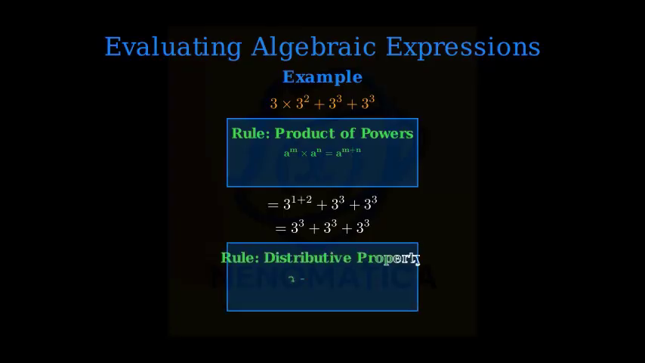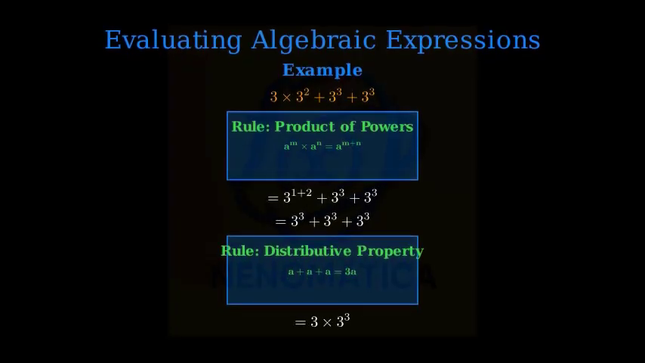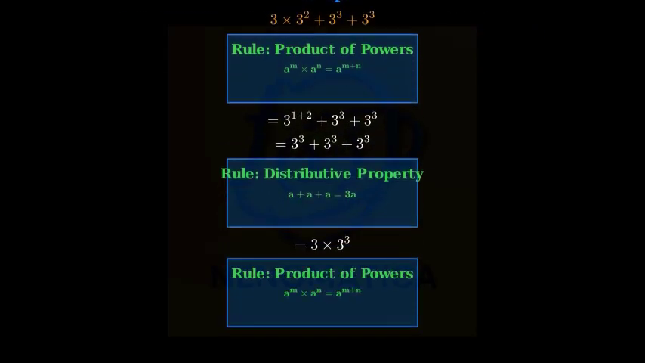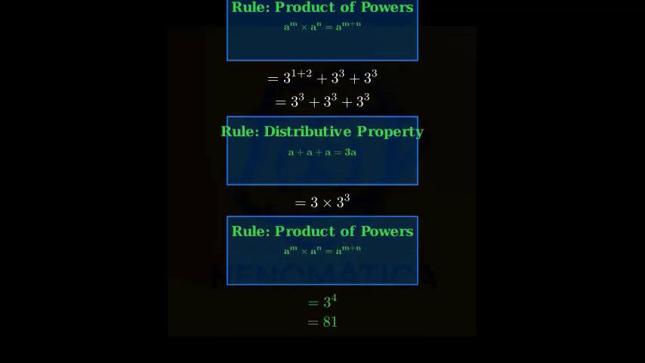Now we can factor out 3 cubed. This gives us 3 times 3 cubed. Finally, we apply the product of powers rule again to get the final answer. 3 times 3 cubed is 3 to the power of 1 plus 3, which equals 3 to the power of 4 or 81.